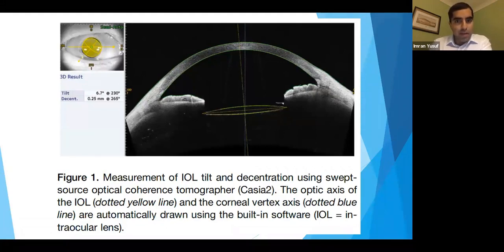You can see in the top left mini panel of this image how they assess decentration, where the IOL appears to be slightly decentered, in this case 0.25 millimeters. They also use this technique of measuring the angle between the optical axis and the corneal vertex axis to determine what the IOL tilt was. Essentially, that's the technique they wanted to apply to this patient cohort following cataract surgery.